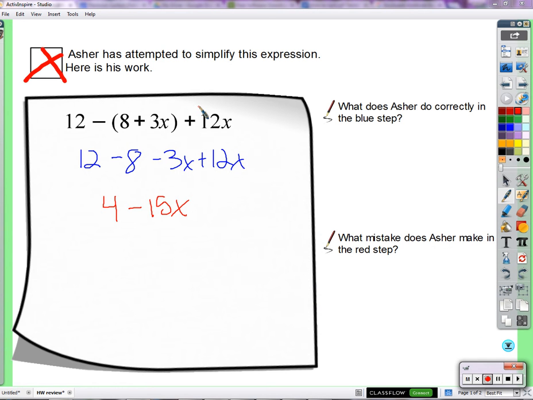So in the blue, what has Asher done correctly? Alex? He dropped the 12x down. Okay, that was correct, dropping the 12x down.